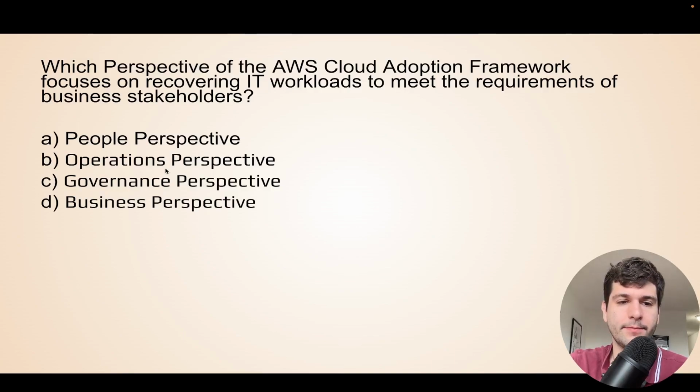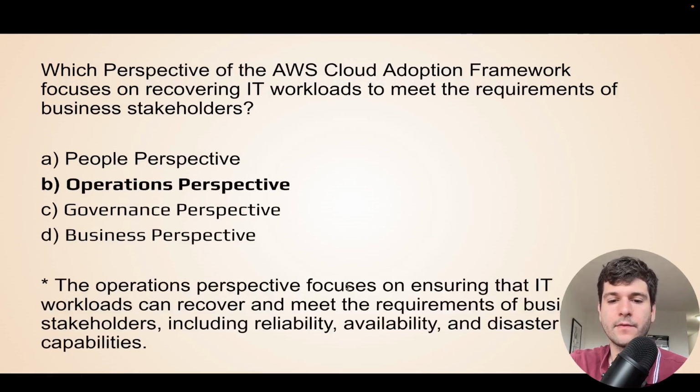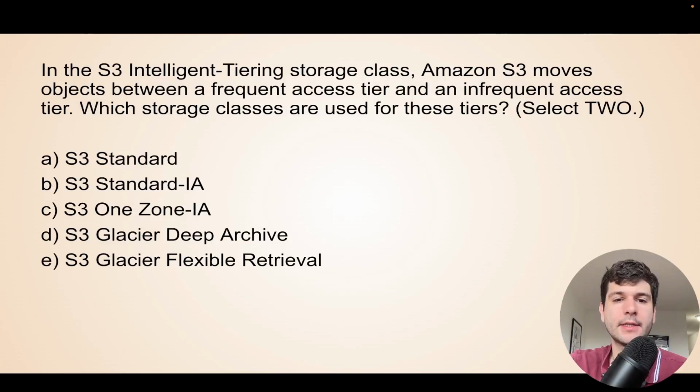Correct answer here would be B, the operations perspective. So the operations perspective focuses on ensuring that IT workloads can recover and meet the requirements of business stakeholders. So this includes reliability, availability, disaster recovery capability. Key part here was in the question, recovering IT workloads. So the fact it's about recovering and IT workloads makes it clear that would be the operations perspective of the AWS Cloud Adoption Framework.